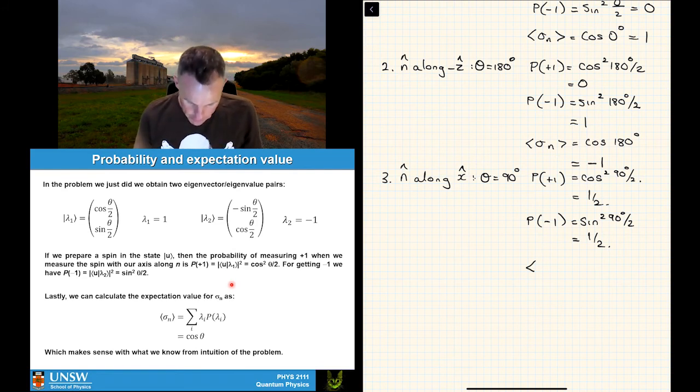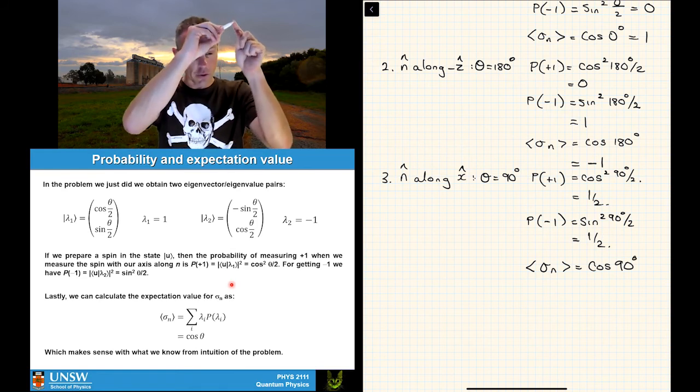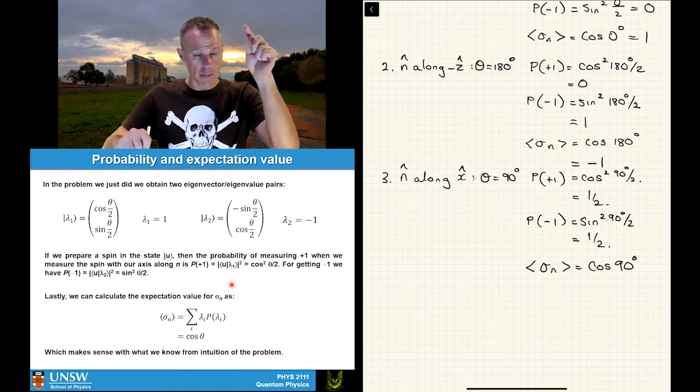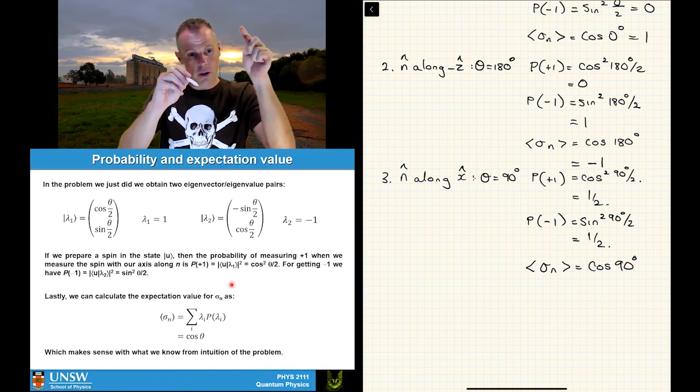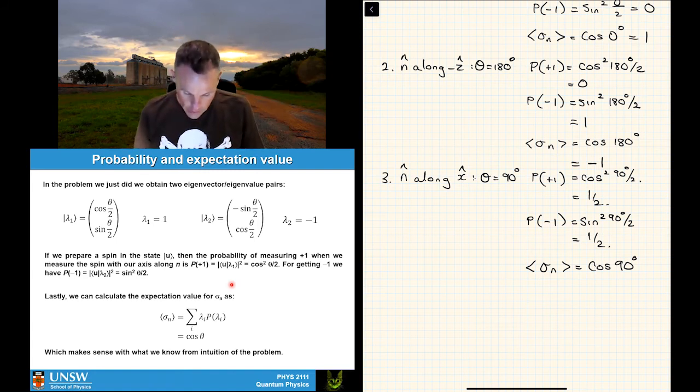And then our expectation value, sigma n, is going to be cos of 90 degrees. And we know that the cos curve goes from maximum through to negative. So the crossing point or 0 is at 90 degrees. So this will be 0.